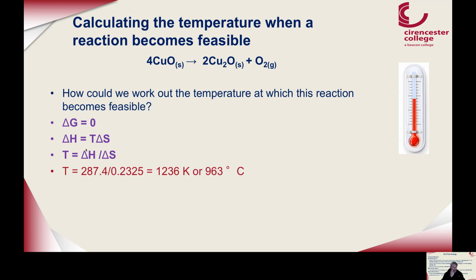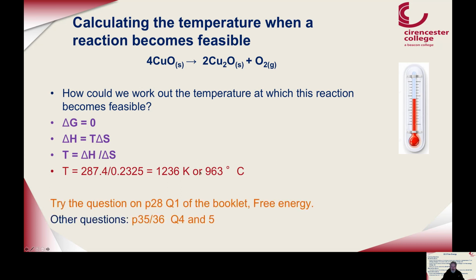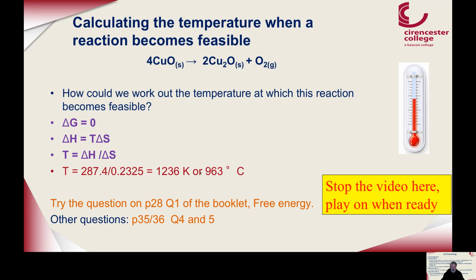So in this case, we've got 287.4 divided by 0.2325. If you divide by a small number, less than 1, you make the number bigger. So that makes sense. We've got 1236 Kelvin, or take away 273 and you get 963 degrees Celsius. So at this temperature, that last reaction would become feasible. Okay, so now it's time for you to have a go at working some out. So stop the video here, play on when you're ready.